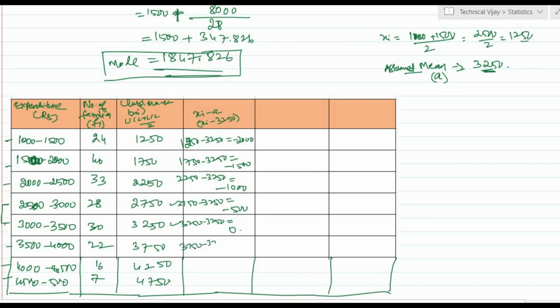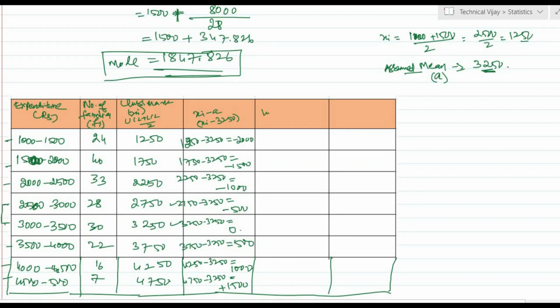3750 minus 3250 is equal to 500. 4250 minus 3250 is equal to plus 1000, and 4750 minus 3250 is equal to plus 1500.